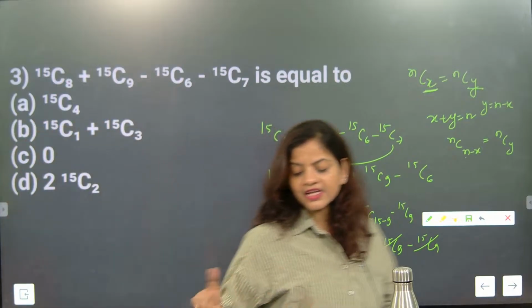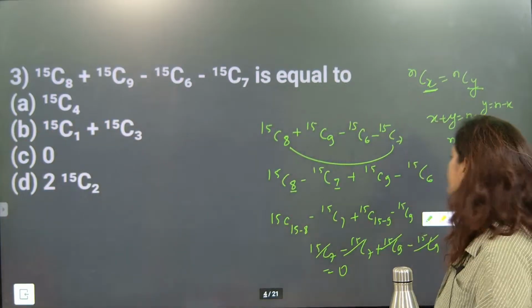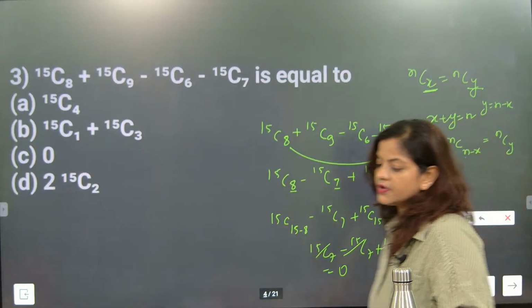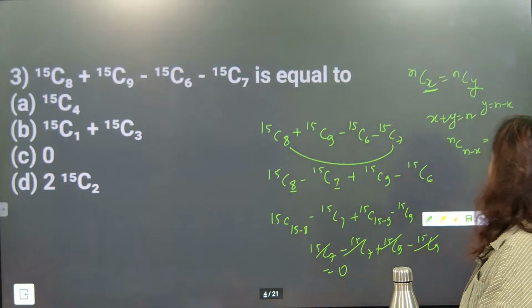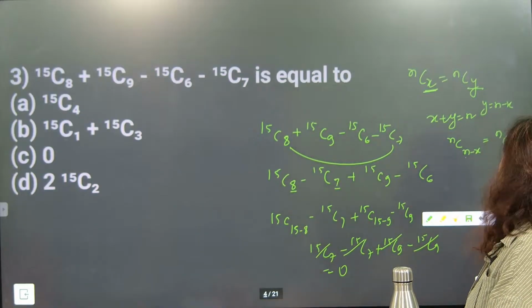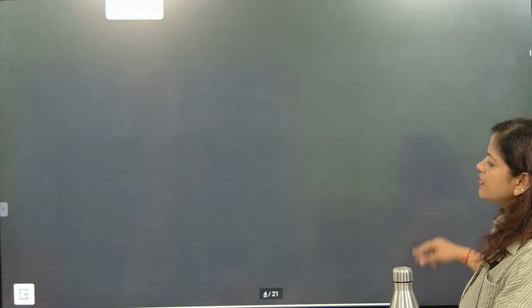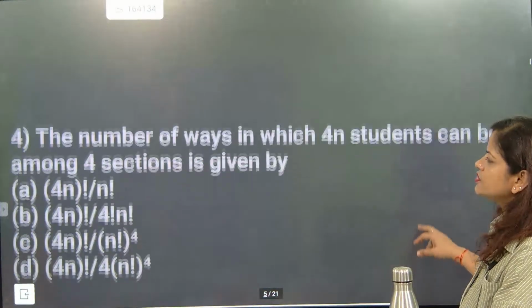So that formula x plus y is equal to n only we are going to use, Payoja. We'll be able to solve the question. Okay. Now we are going to go for the next question. Are you ready for the next question? So today full day we will do combination divisions. Extra questions also I will give.